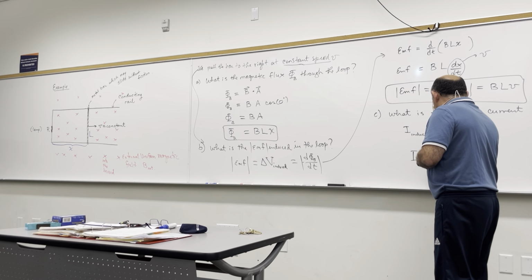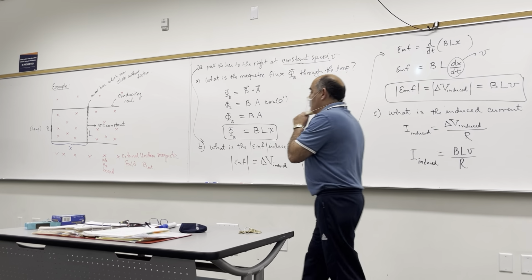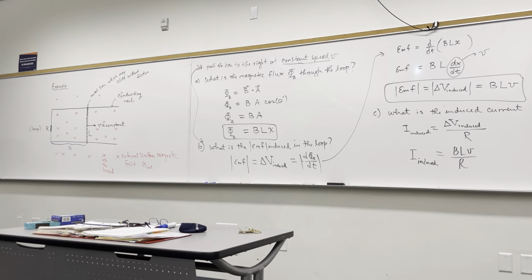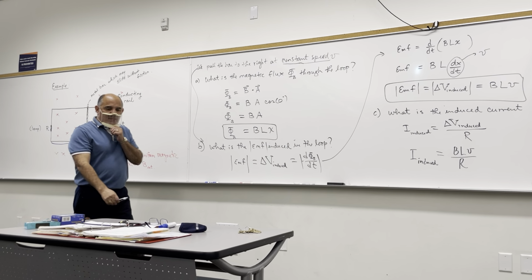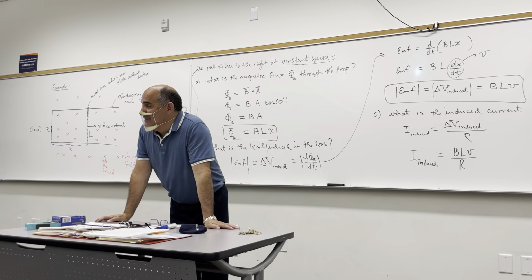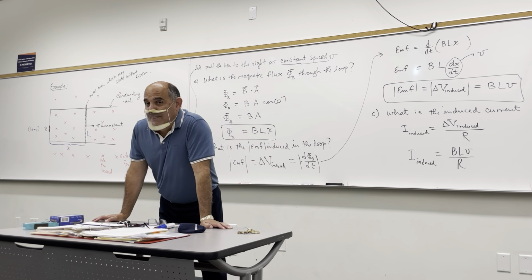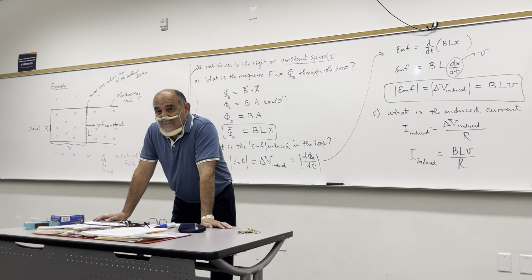Now, how about we include the direction of it? Will the induced current in this loop, which includes the lamp, be counterclockwise or clockwise? What do you think? And why? Counterclockwise? Why? How do you know it's going to be counterclockwise? It's going to want to oppose. Okay, go ahead. So how does it oppose it?